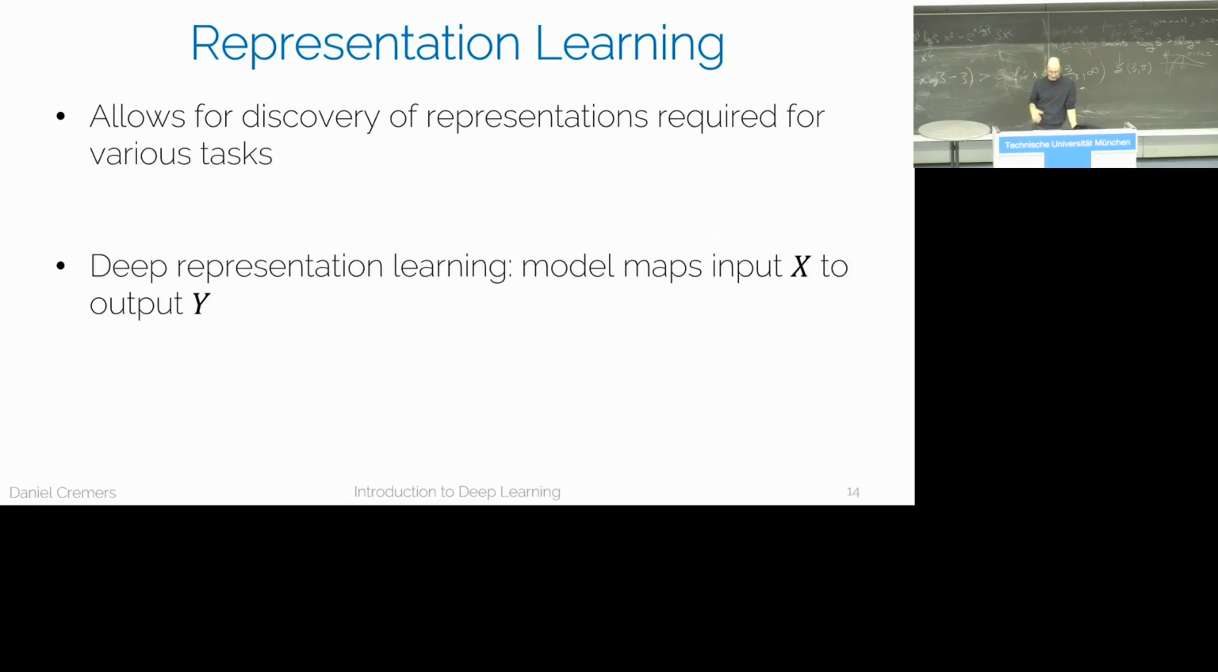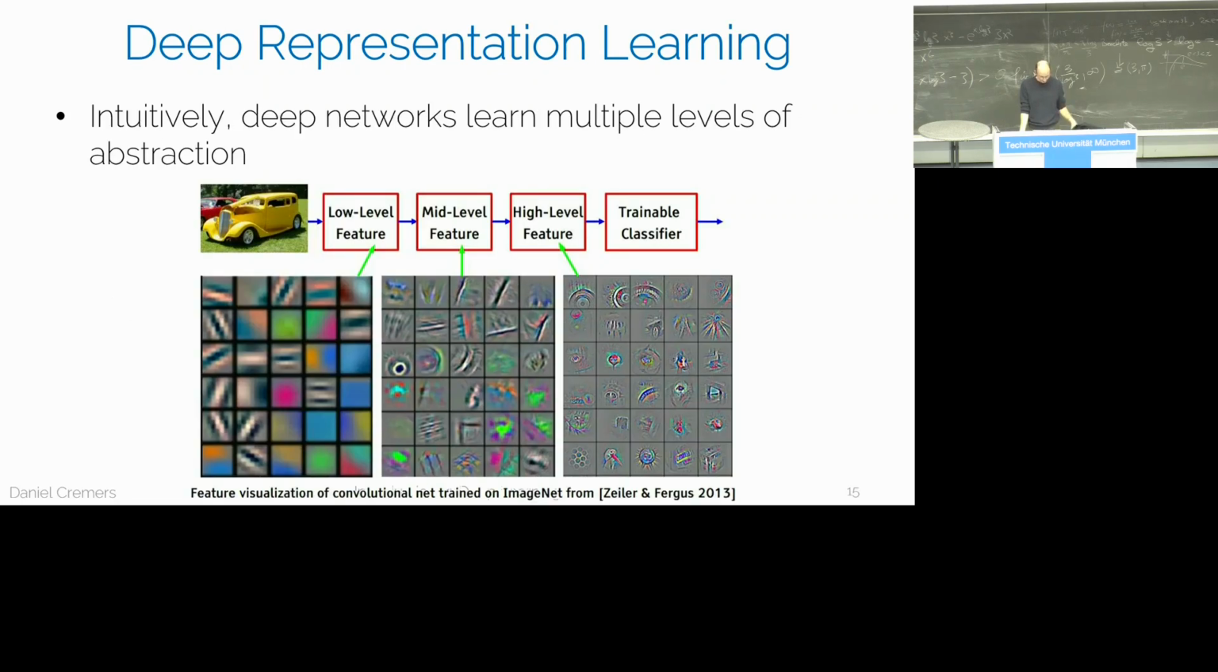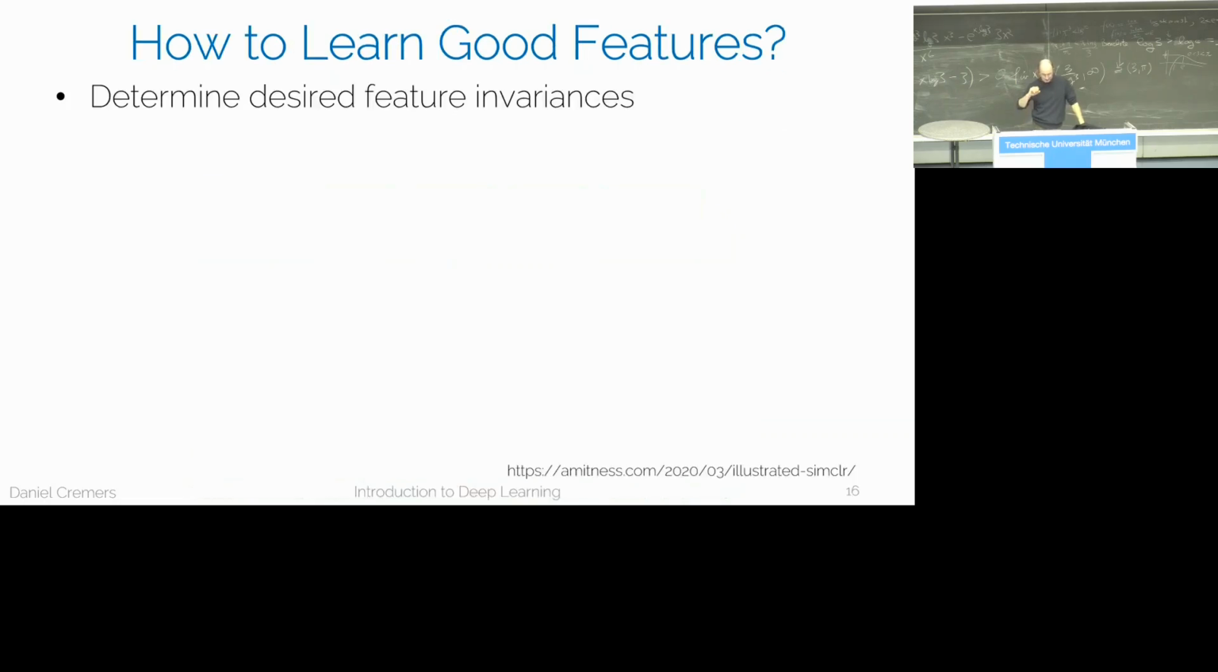And the idea is that it allows for discovery of representations required for all sorts of tasks. So I train it to extract features, and then afterwards I look at what the task is. The idea is that you have an input X and you train a network to map it to some output Y, and that output Y is ideally then useful. Much like here you see the low-level features are edges. This comes from a trained network, right? But in principle you can try to generate that without a specific task in mind.